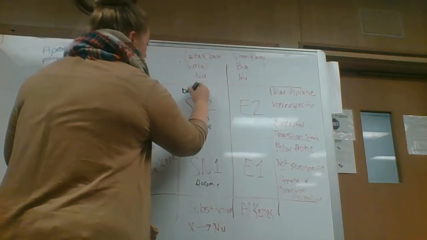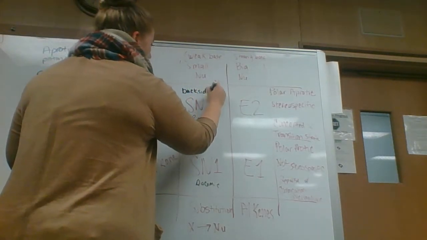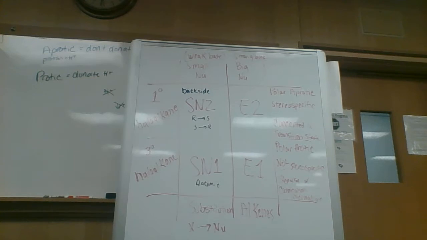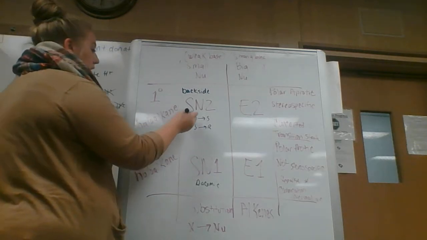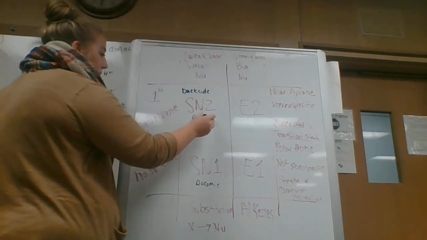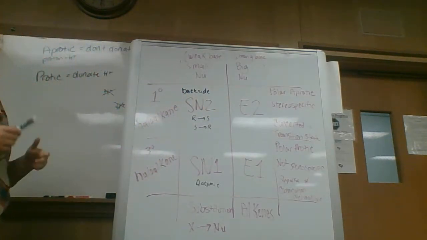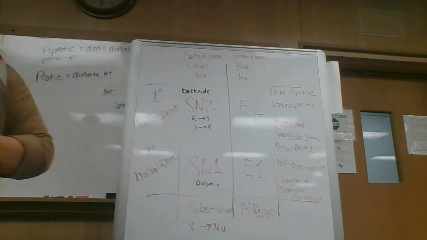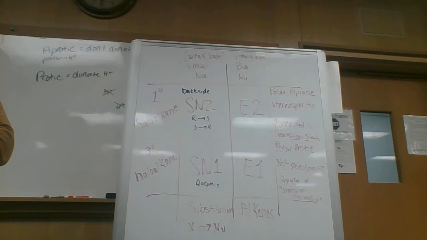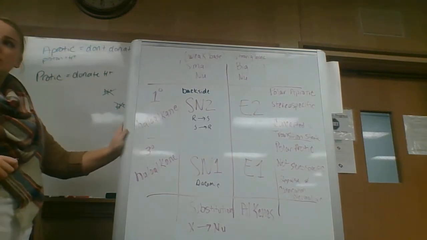Actually put that here. It's concerted, meaning bonds are being broken and formed at the same time and a transition state is formed. If you start with an R alkyl halide, you end up with an S final product, or vice versa. And your final product is just the nucleophile substituted for whatever your halogen is. Any questions? Okay.